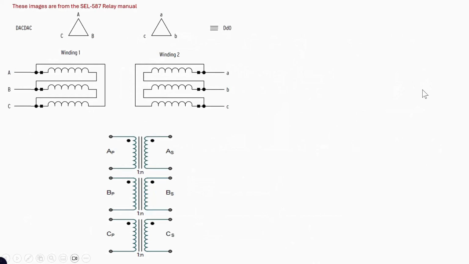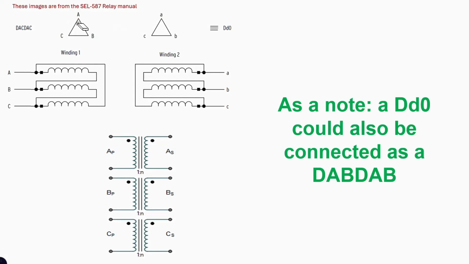So the last one that we have out of all of these is going to be a DAC DAC. Now this is a pretty easy one. This is almost like doing a YY. Okay, so this is also right here a DD0. All right, and why is it a DD0? Because look at the vector diagram. Little a is directly in phase with big A. Okay, they're both at 12 o'clock.